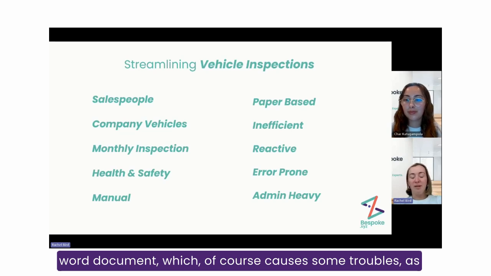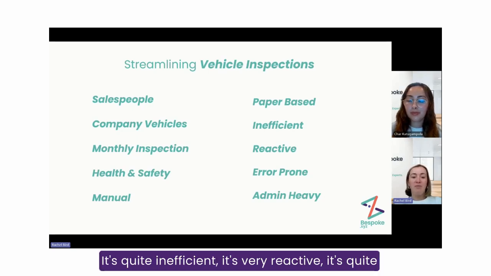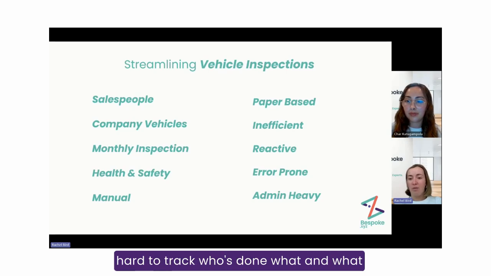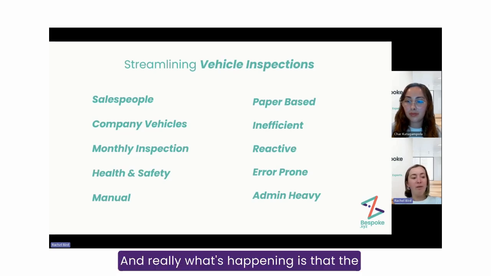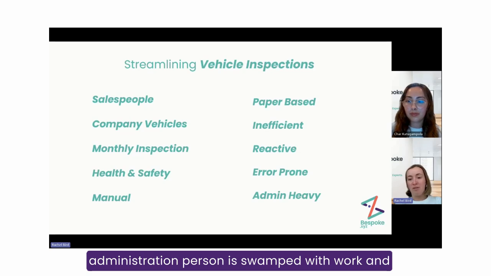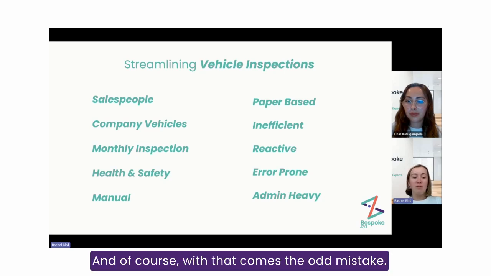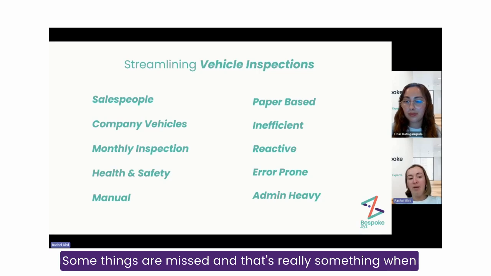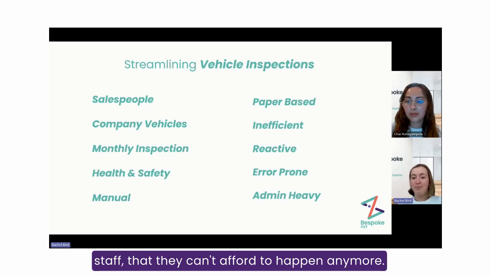Which of course causes some troubles, as we all know, that happens with paper-based processes. It's quite inefficient. It's very reactive. It's quite hard to track who's done what and what actually needs actioning following the inspections. And really what's happening is that the administration person is swamped with work and having to get through it all. And of course, with that comes the odd mistake. Some things are missed. And that's really something when it comes to the health and safety of their staff that they can't afford to happen anymore.